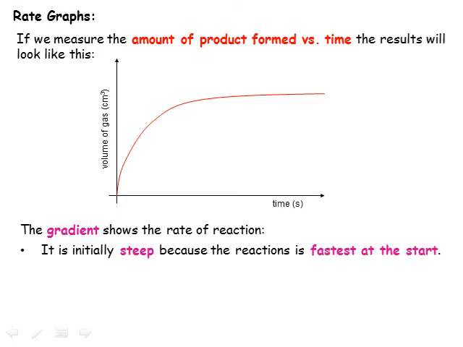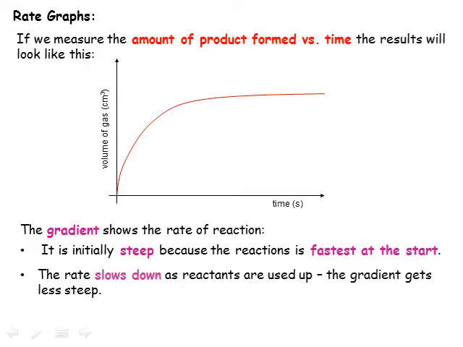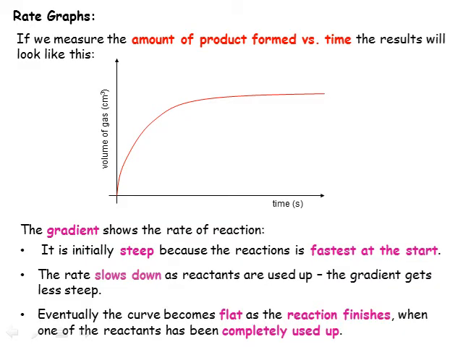The gradient is steepest at the beginning, showing us that the rate of reaction is fastest at the start. As time goes on, the gradient of the graph decreases, showing us that the rate of reaction slows down. Finally, the gradient becomes zero. This corresponds to the rate of reaction becoming zero because the reaction has finished. One of the reactants has been completely used up.